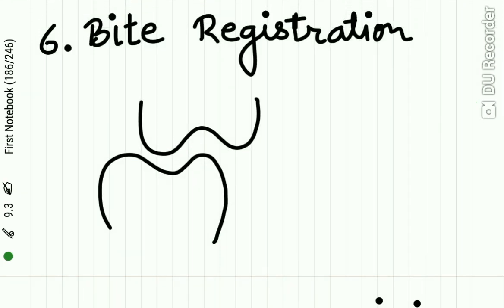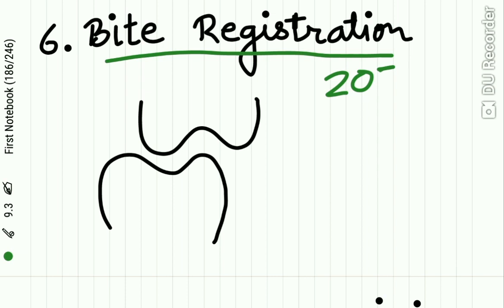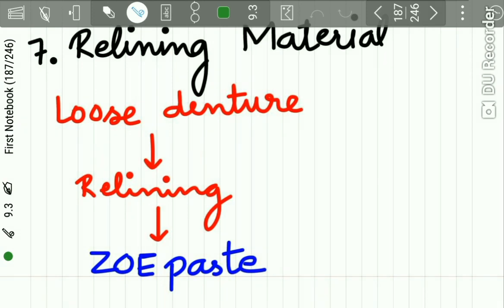Now, it can also be used as a bite registration paste. The ZOE is also called the bite registration paste. It can be used to record the bite of the patient. Suppose this is the upper molar and this is the lower molar. If you want to obtain the relationship between these two molars, ZOE can be used to obtain this relationship.